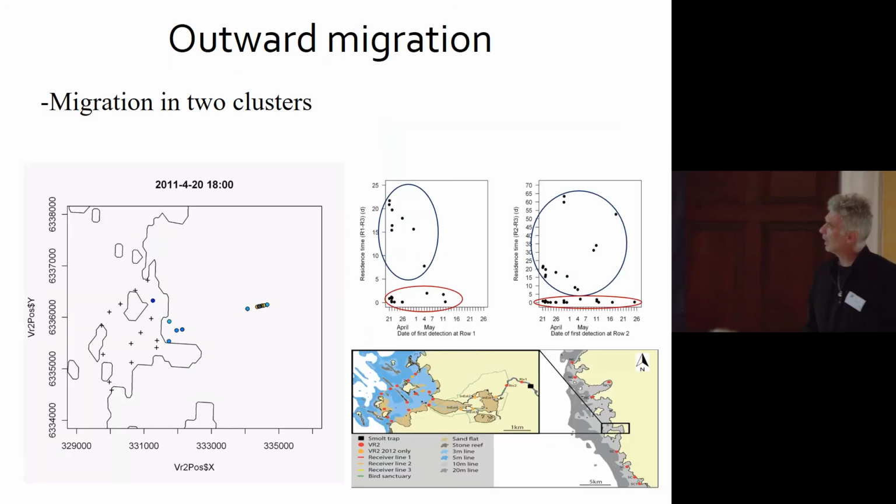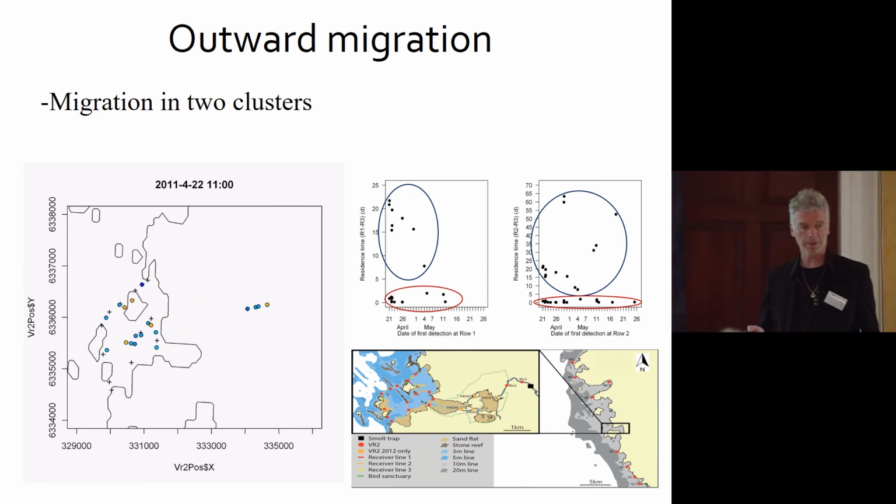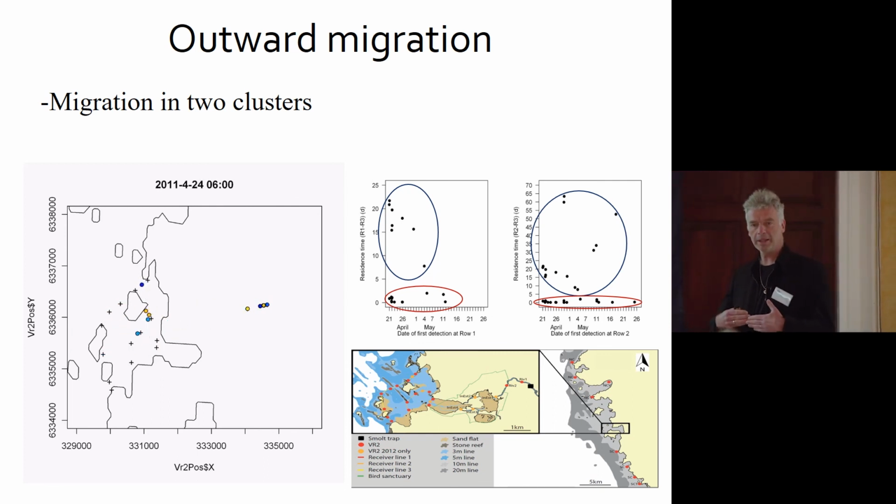We could also see that the migration seemed to occur in 2 clusters. So even if there was a discharge event forcing the fish to get away, they seem to be holding back some of the population.